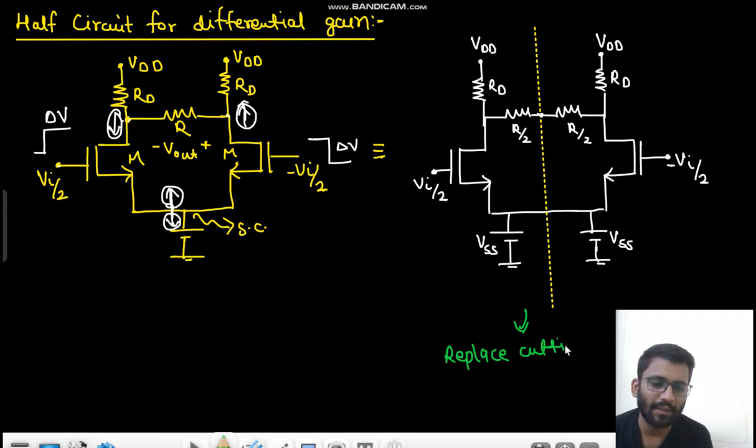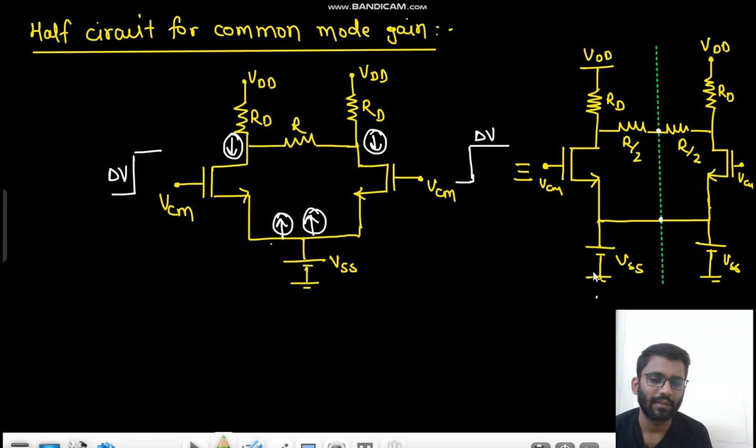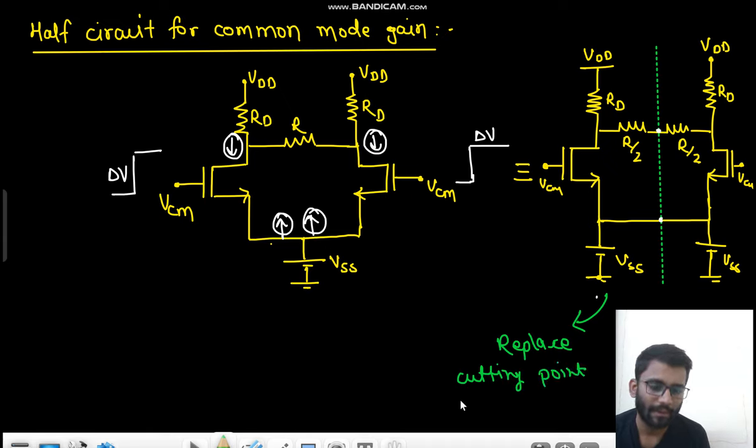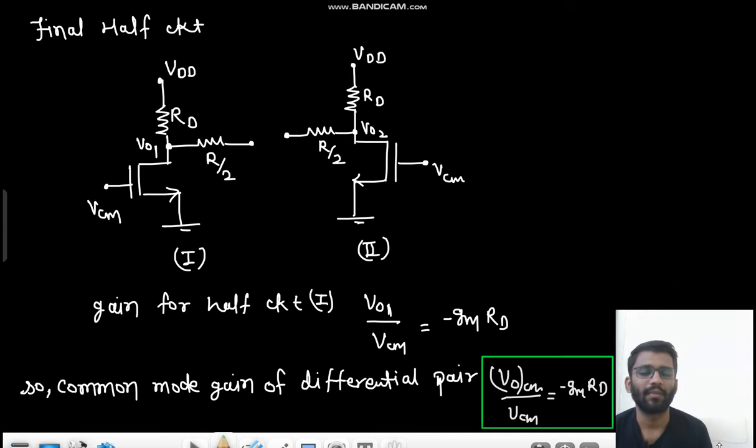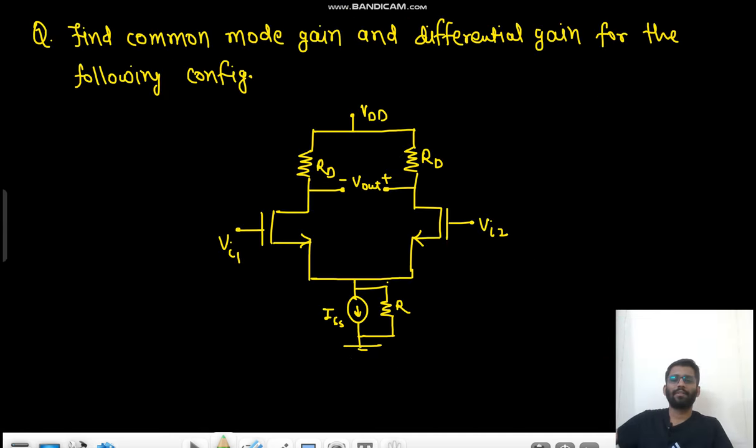Replace cutting point with short circuit for differential gain. And for common mode gain, replace the cutting point with open circuit, for the reason that I have already shown. Here short circuit, here open circuit. So this is the concept of half circuit.